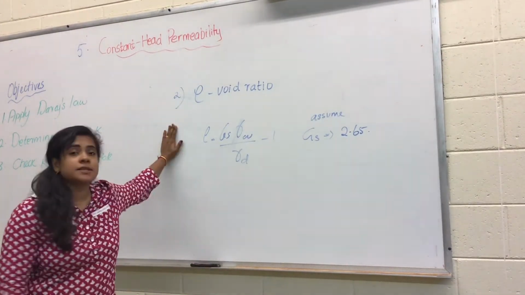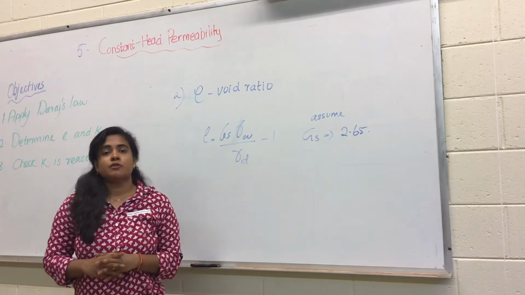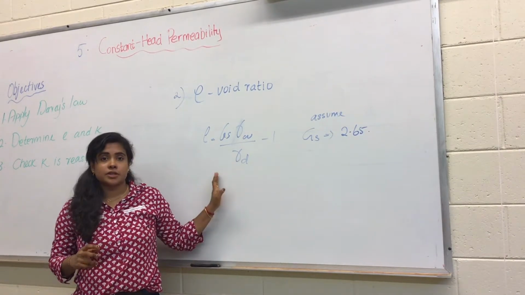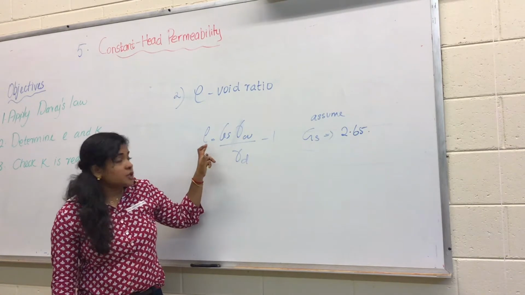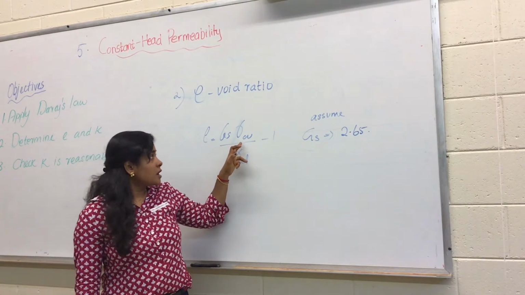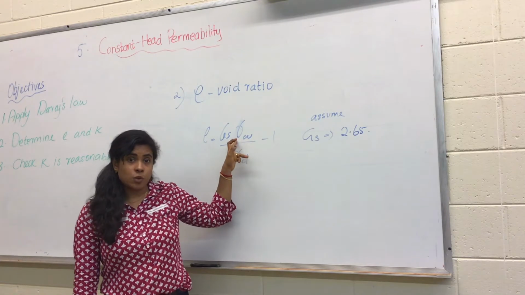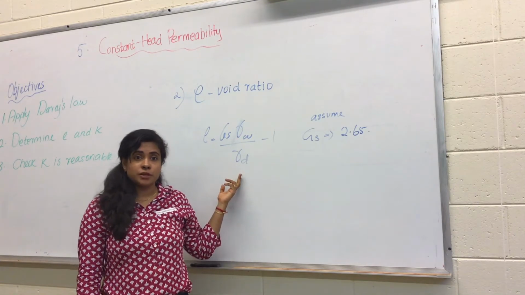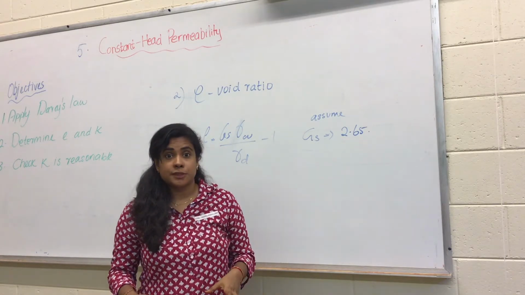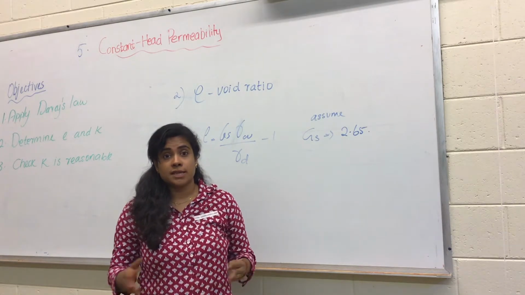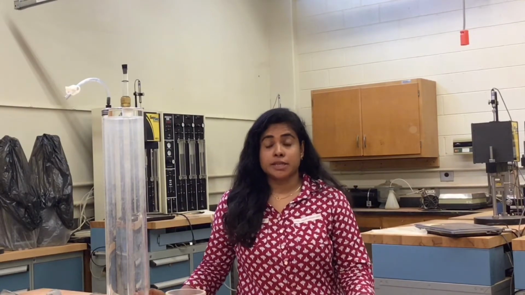The second objective is calculating your void ratio. For calculating the void ratio, you can use this equation from the geotechnical class: the void ratio is equal to the specific gravity of the soil multiplied by the unit weight of water, divided by the unit weight of soil, minus 1. You can assume a specific gravity of 2.65 for the sand that we are going to use for today's experiment. Let's get familiarized with the permeameter that we are going to use for today's experiment.